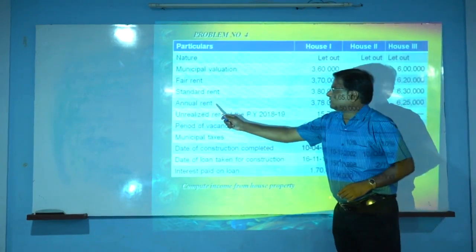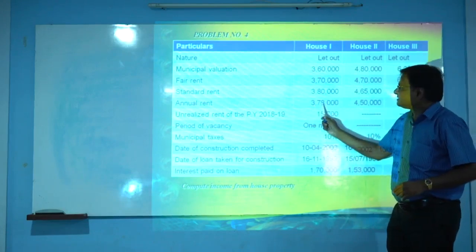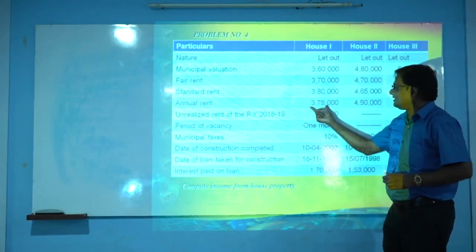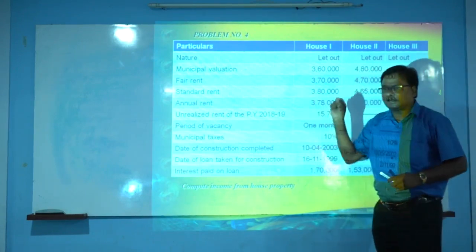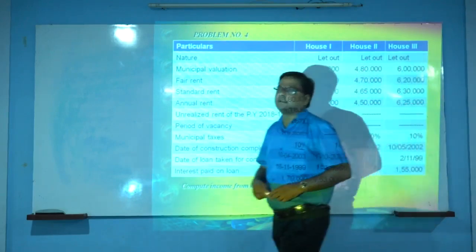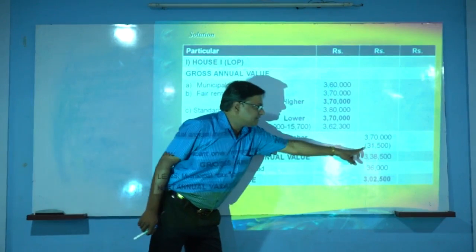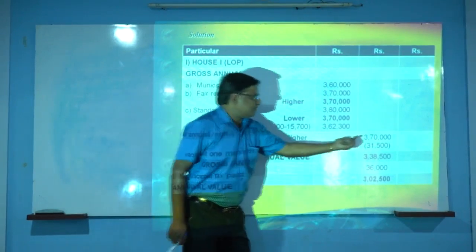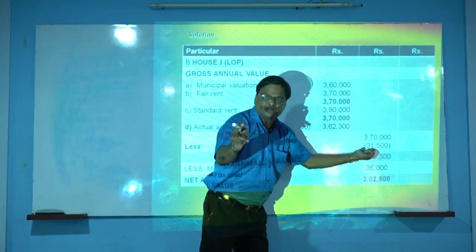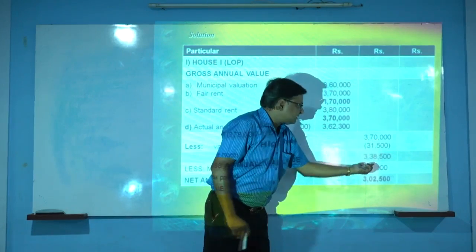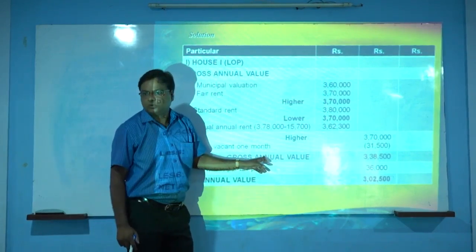वार्षिक भाडं, that total annual rent is given as 3,78,000. It is divided by 12. याला 12 ने भागलं, 12 महिन्याचं भाडं 3,78,000 होतं. याला जर 12 ने भागलं तर एका महिन्याचं भाडं मिळतं. नेक्स्ट स्लाइड. That 1 month rent is 31,500, means from the higher value of 3,70,000 minus 31,500 is the vacant amount. Then the balance that remains will be called the gross annual value.